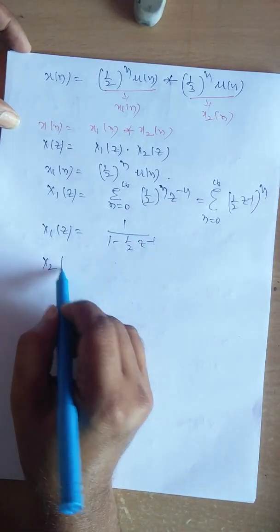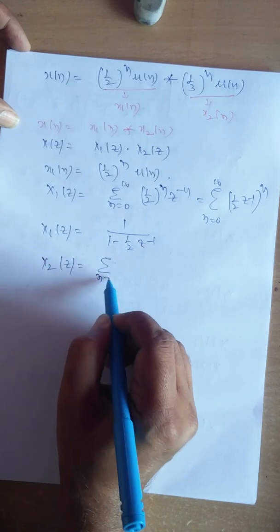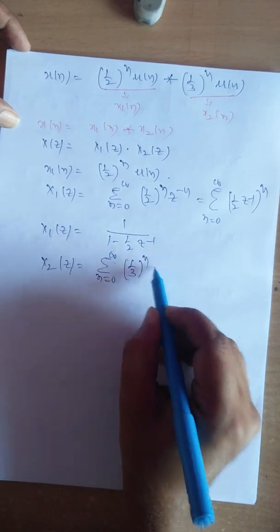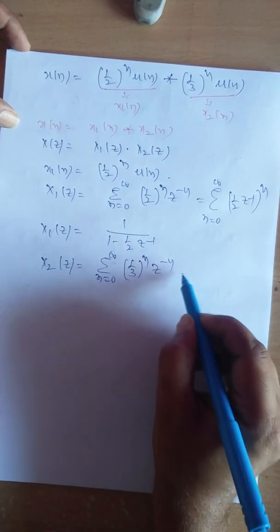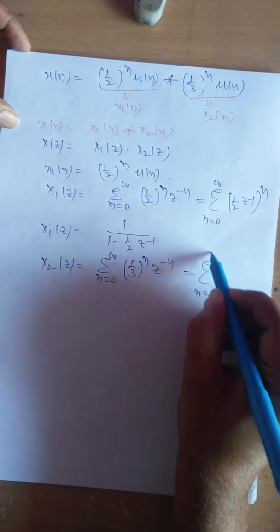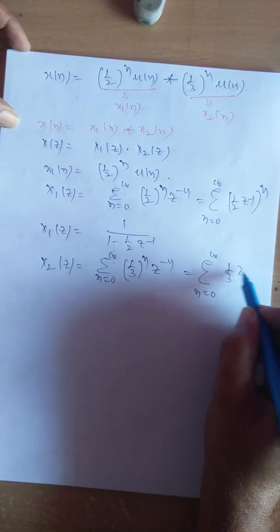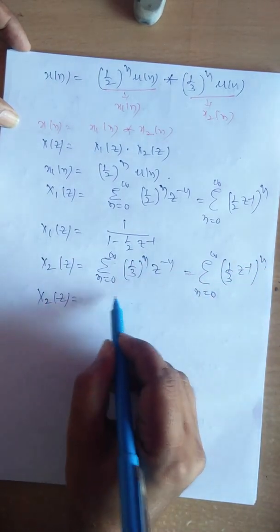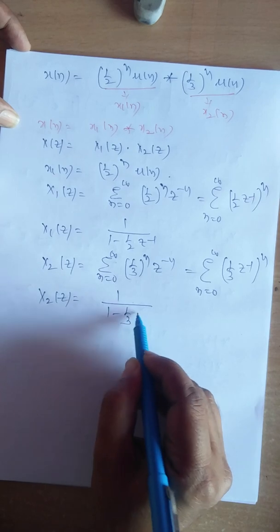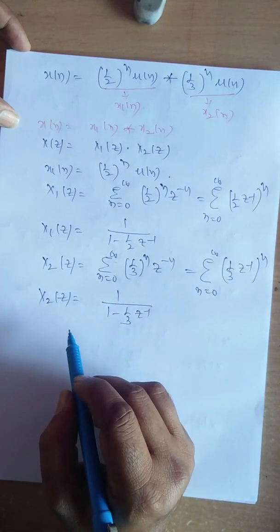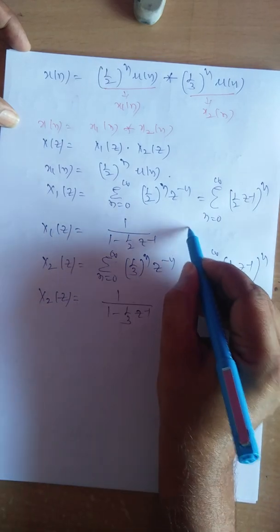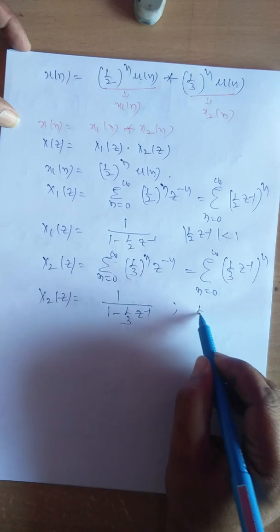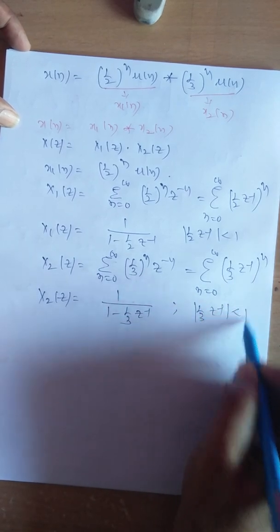Similarly, x2 of z is equal to summation of n from 0 to infinity 1 by 3 whole to the power of n, u of n value is 1, into z to the power of minus n, that is summation of n from 0 to infinity 1 by 3 z inverse whole to the power of n. We'll get x2 of z is equal to 1 divided by 1 minus 1 by 3 z inverse. Here the condition is 1 by 2 z inverse is less than 1. Here the condition is 1 by 3 z inverse is less than 1.